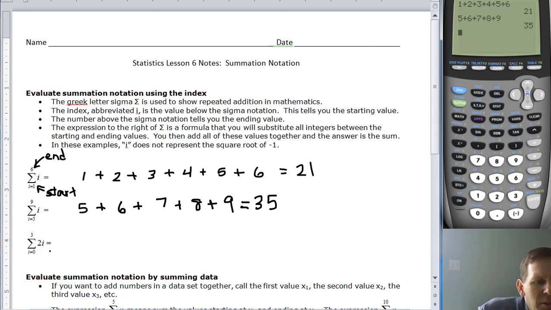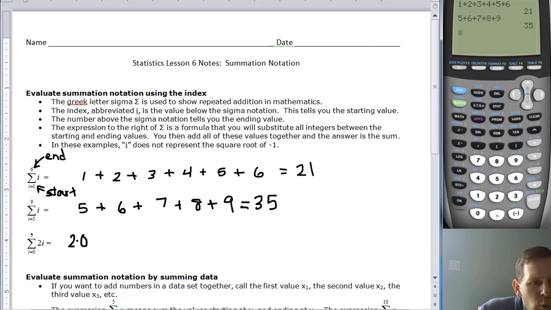Now our last example is a little different. There's still a starting and an ending value, but this time it says 2i. So what we're going to do is substitute this bottom number, 0, into this little expression. So I'm going to replace the i with a 0. It's not going to make it 20. This is 2 times i, so this is going to be 2 times 0.